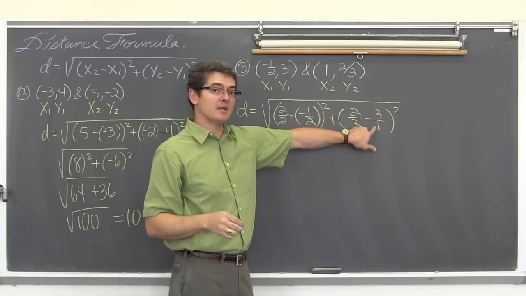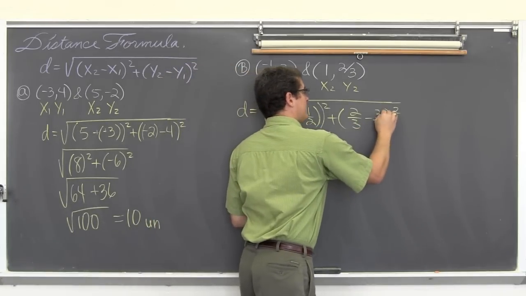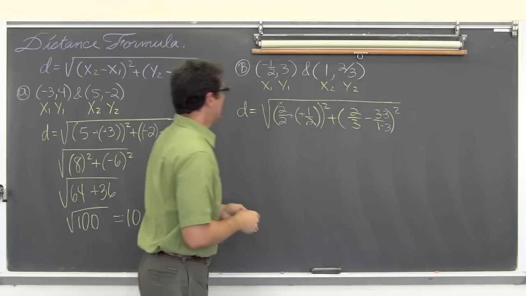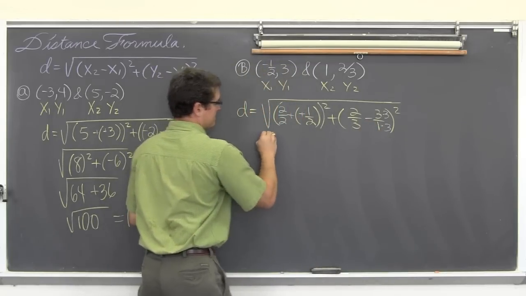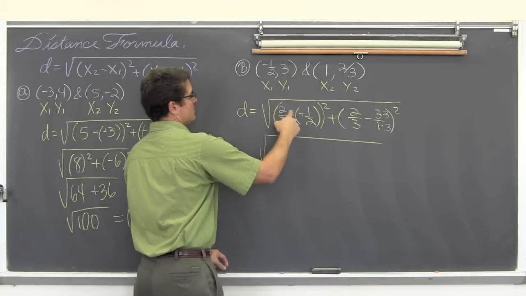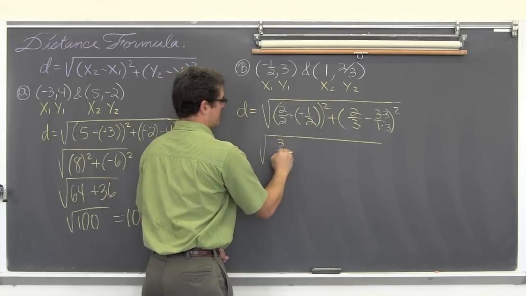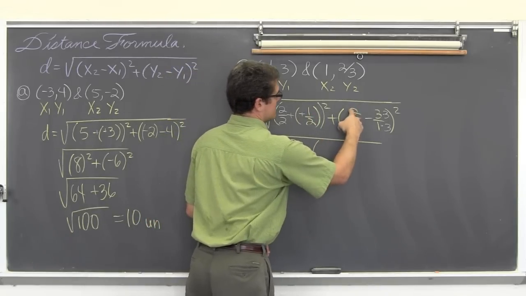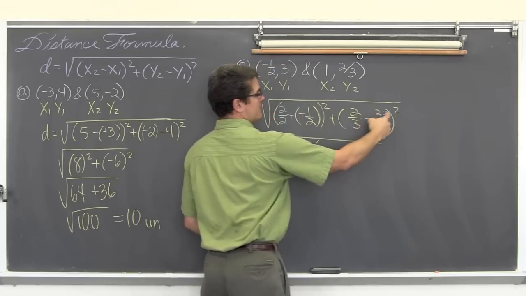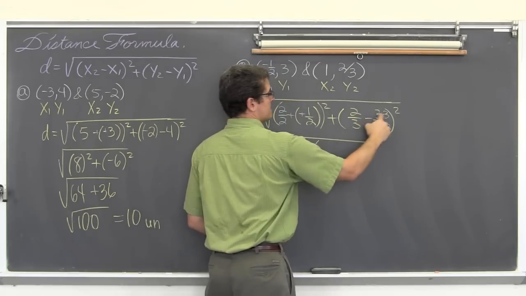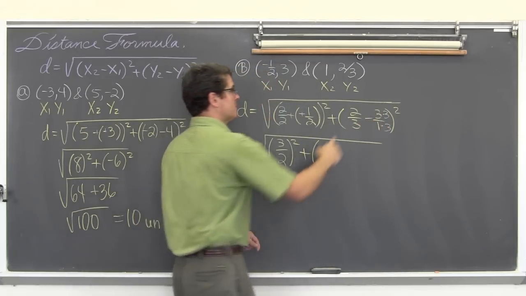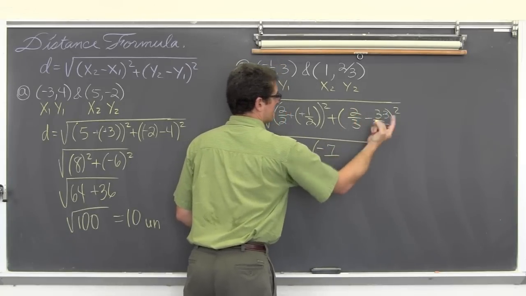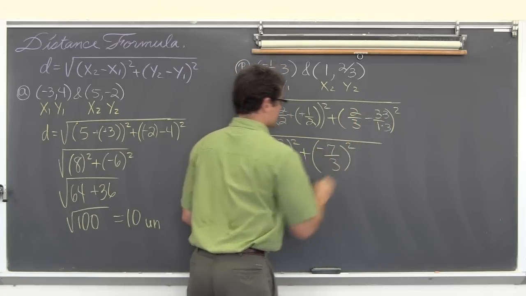Here I need a common denominator of 3. So I'm going to multiply the numerator and denominator by 3 so I can get that to match in the denominator. And we get the square root of (2 plus 1 is 3 over 2) squared plus (2 minus, let's see here, this is 3 times 3, right? So 3 times 3 is 9. So 2 minus 9 is -7 over 3), which is squared.